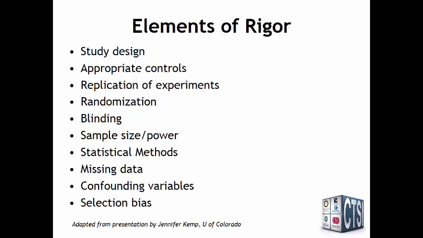These are some of the elements that are listed as elements of the rigor. So study design, do you have a control group, replication of experiments, randomization, blinding, sample size, statistical methods, how are you handling missing data, confounding bias, and confounding variables and selection bias. So I think it's worth having all these ideas in mind and ensuring that when you have your mentors review it carefully, you maybe go through this checklist and make sure that these issues are addressed if they're relevant.